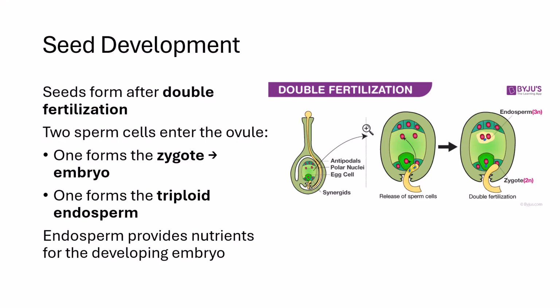As you work through the activity, pay attention to how these structural differences reflect different strategies for supporting early plant growth. Seed formation begins with a process called double fertilization, which is unique to angiosperms. Two sperm cells enter the ovule. One sperm fertilizes the egg, forming a zygote, which develops into the embryo. The second sperm fuses with two nuclei in the central cell to form the triploid endosperm, a nutrient-rich tissue that supports embryo development. In some plants, the endosperm remains the main storage tissue.